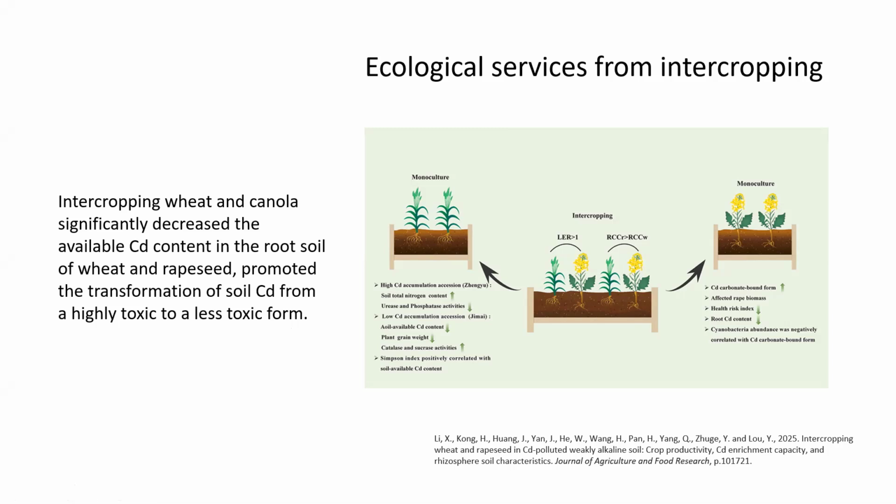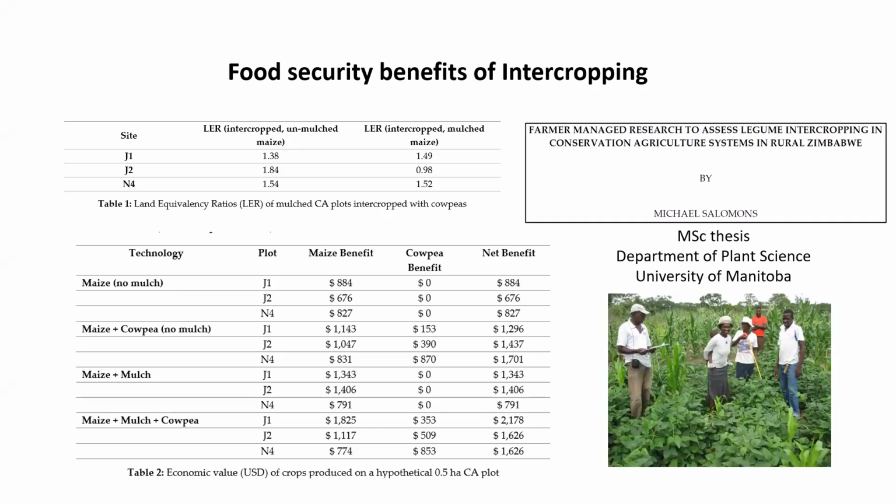So cadmium is a heavy metal which accumulates in agriculture when we add phosphorus fertilizer, because the process of making phosphoric acid releases cadmium, and then it's a problem in some cases in Canadian export crops. So those are biophysical benefits of intercropping. I want to talk about food security benefits, and this is based on research in Zimbabwe conducted by Mike Solomons as part of a graduate thesis.